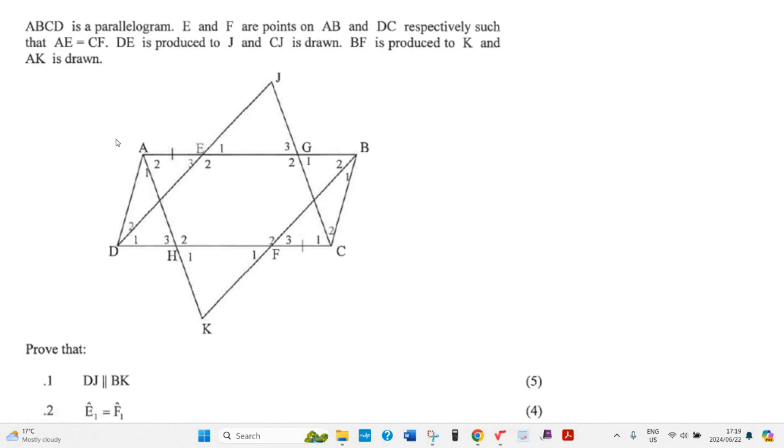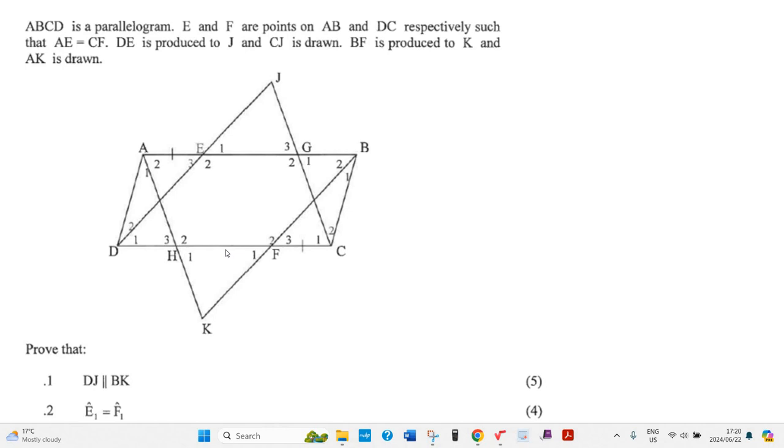Okay, let's try this question here. They tell us a whole bunch of things here about the lines being produced and this and that, but the key part of what they say is that ABCD is a parallelogram. We know though AB is equal to DC because of the opposite sides of a parallelogram.